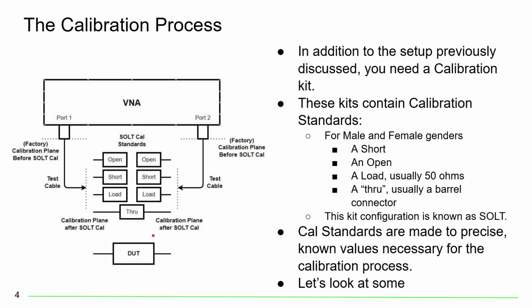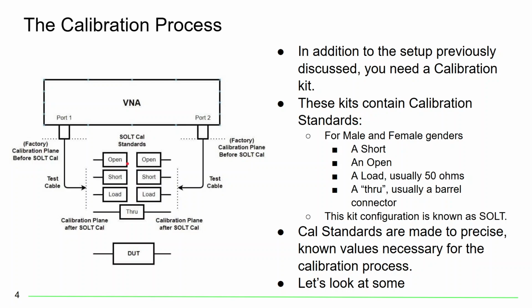You need a calibration kit to do all that. That's where these things come from. These kits contain what we call calibration standards: the open, the short, the load, the through. Usually the loads are 50 ohms. In the RF world, it's 50 ohms. There are some situations out there that are 75, but for the sake of this course, it's always 50 ohms. So this is an SOLT kit.